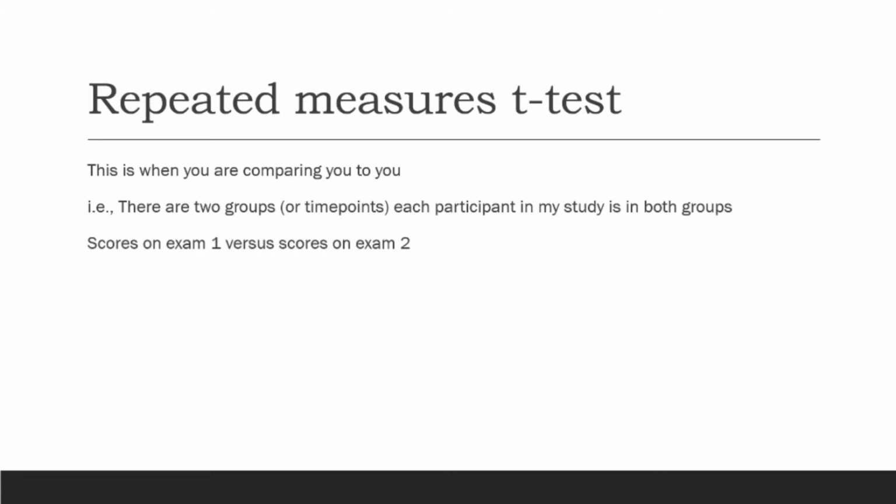So an example here is I might have a class, so I teach at Union College, and I might have a class in which I examine participant scores or my student scores on exam one versus exam two. Generally, students score a little bit higher on exam two. So in this situation, I might be comparing them on exam one to exam two and seeing how the average student changes from exam one to exam two.